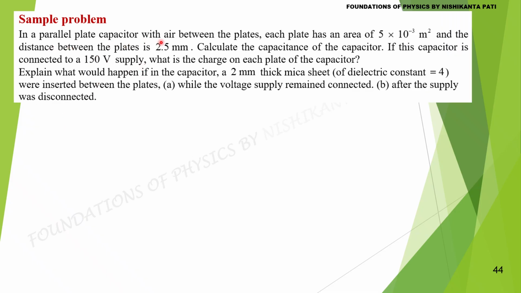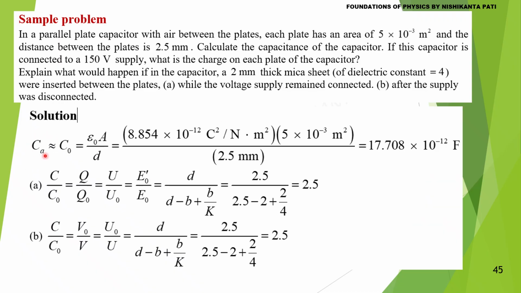In a parallel plate capacitor with air between the plates, each plate area given, the distance between the plates given, the capacitance is asked, capacitor connected to 150 volt, charge on each plate, and if a dielectric slab is inserted, then what will happen we have to discuss. The air capacitance is nearly equal to the vacuum capacitance. So C by C0 equal to Q by Q0. In the first case, it is given voltage remain connected. Second case, voltage was disconnected. Already you know the formula. This type of formula is applicable for battery remains connected, and this formula is applicable for battery disconnected.